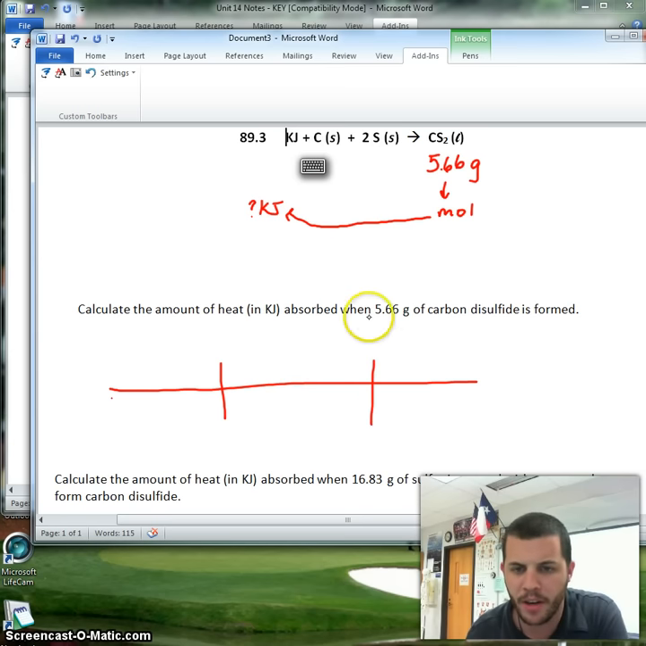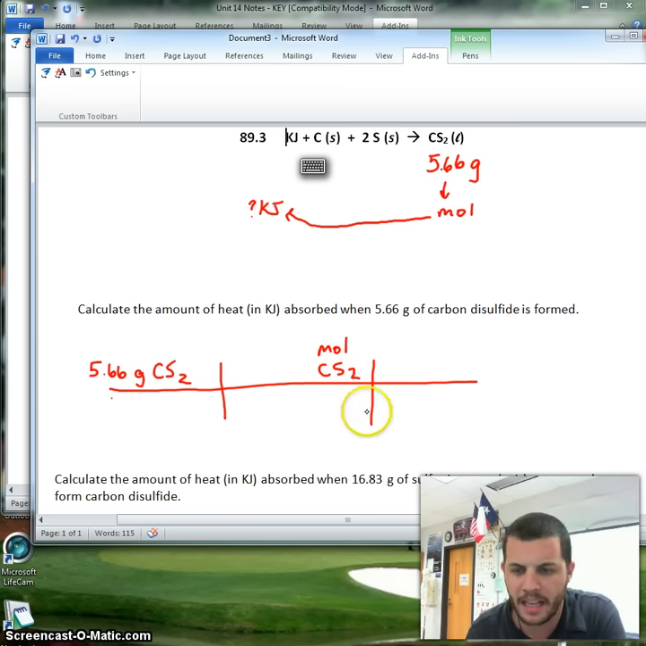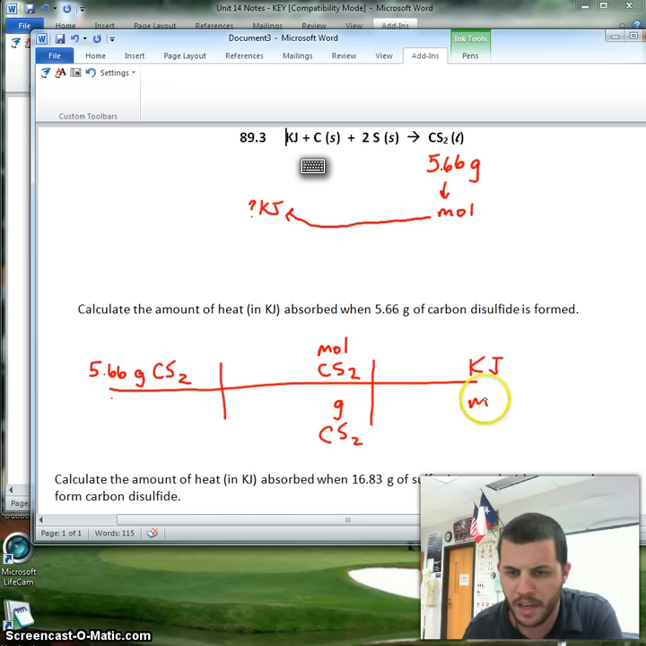I'm starting off with 5.66 grams of CS2, so I'm going to put that right here in my T-chart, 5.66 grams of CS2. I'm then moving on to moles of CS2, and lastly, I'm going to end up at kilojoules. So I know to bring everything down: grams of CS2, moles of CS2.